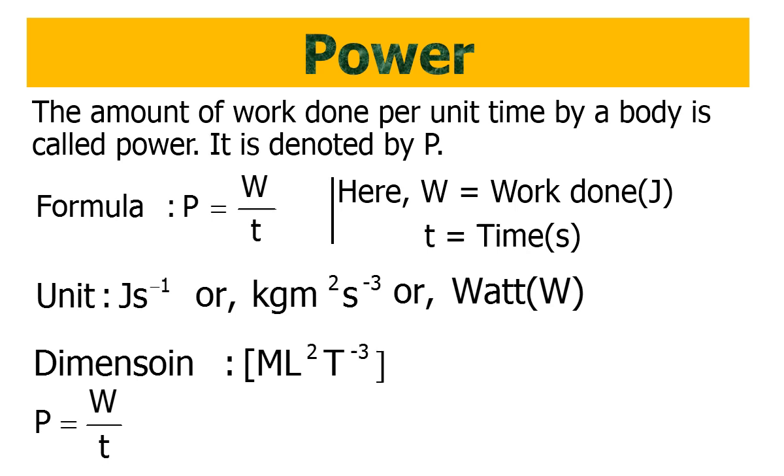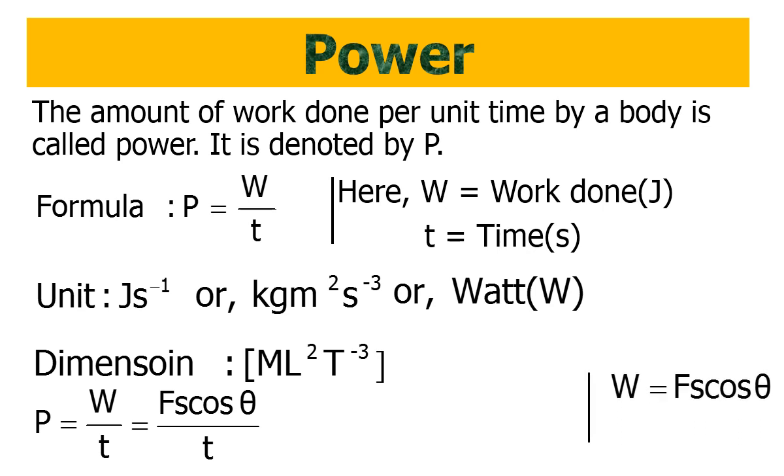The main formula of power is P equals W by t. As you know, the formula of work W is Fs cos theta. Here theta is the angle between force and displacement. If we consider the force is applied and the displacement takes place along the direction of force, then the angle between the force and displacement will be 0 degree.